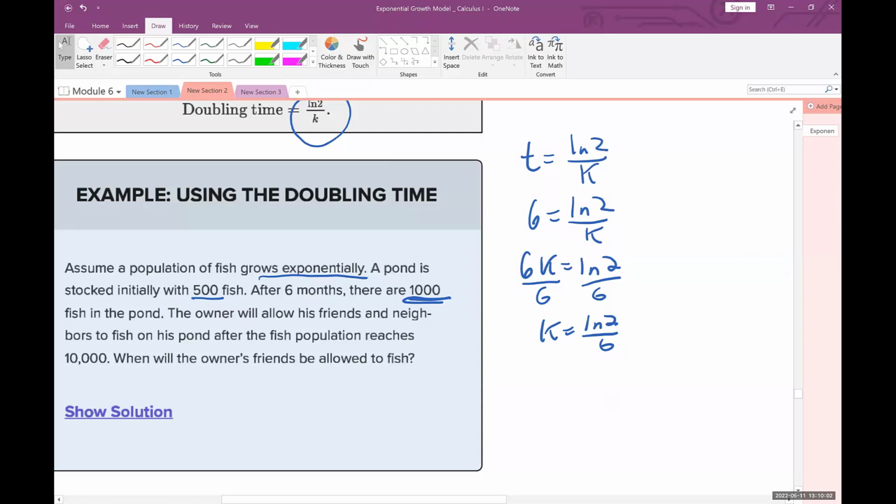So now here's our goal. Our goal is 10,000 fish equals the initial 500 fish times e to the k. k is natural log of 2 over 6 times t. t is time. So everything there except for the t is a constant.